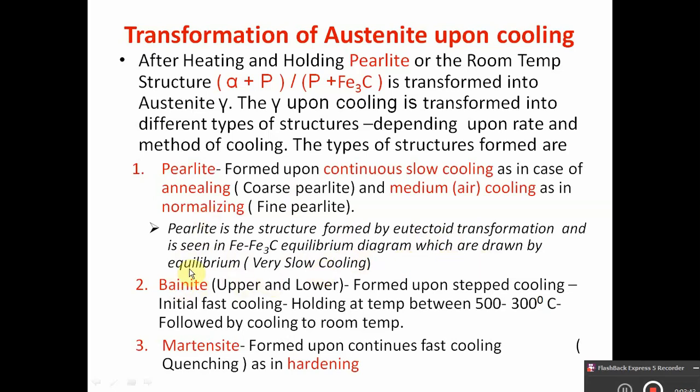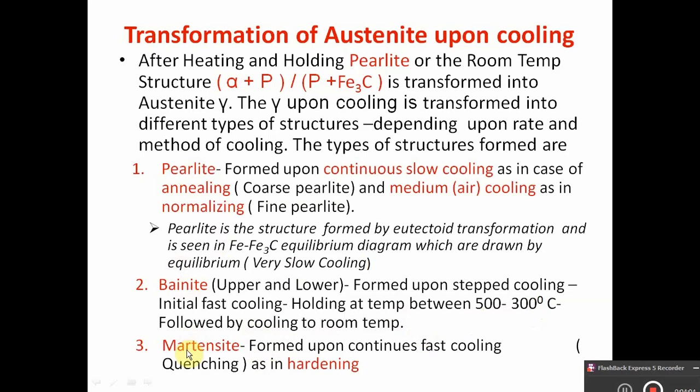Then another product formed upon cooling from austenite is bainite, that is upper or lower bainite, formed upon stepped cooling. Initially it is cooled fast, then it is held for some time period between 500 to 300 degrees Celsius, followed by slower cooling, that will give a bainitic structure.